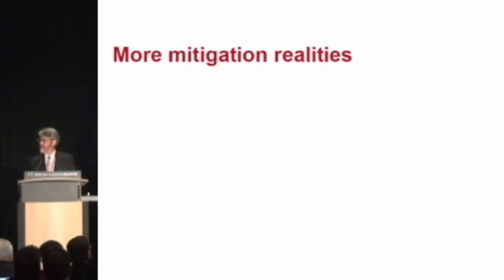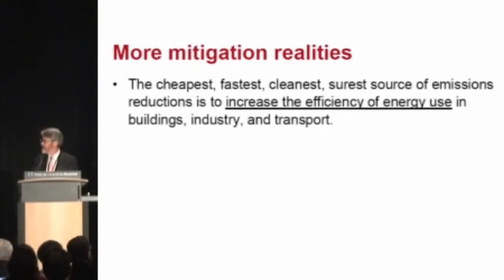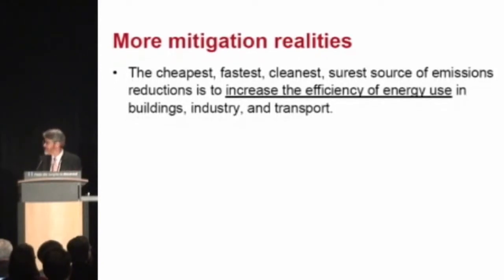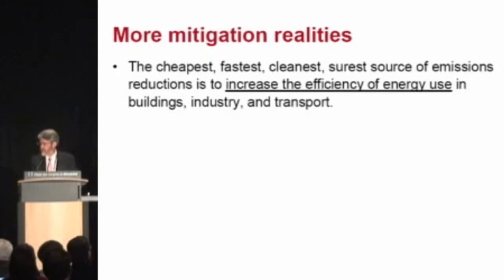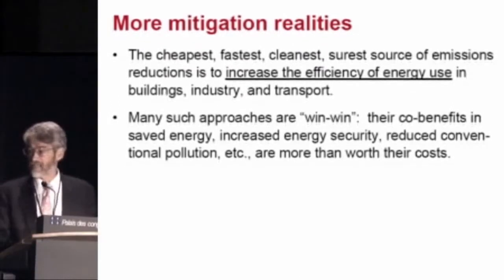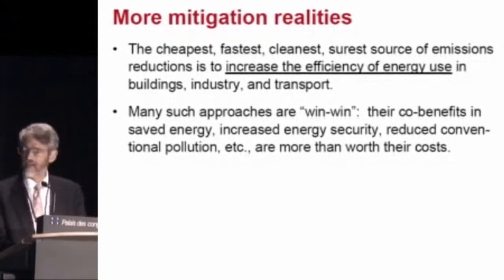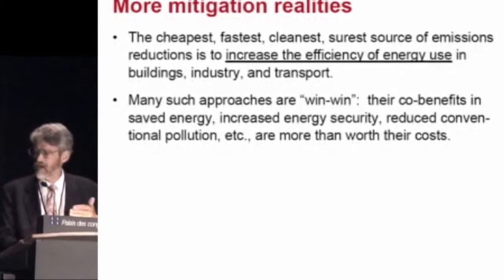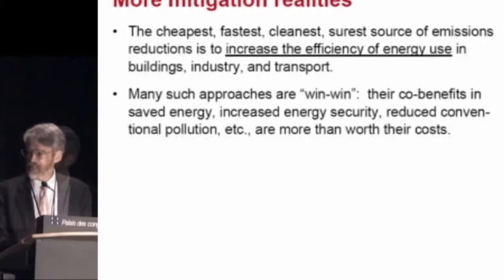Some more mitigation realities. The cheapest, fastest, cleanest, surest source of emissions reductions is to increase the efficiency of energy use in buildings, industry, and transport. Many of those approaches are win-win in that their co-benefits in saved energy, increased energy security, reduced conventional pollution, and so on are more than worth their cost.